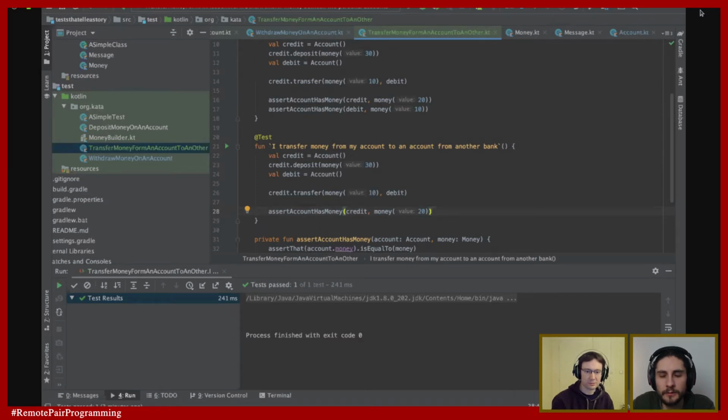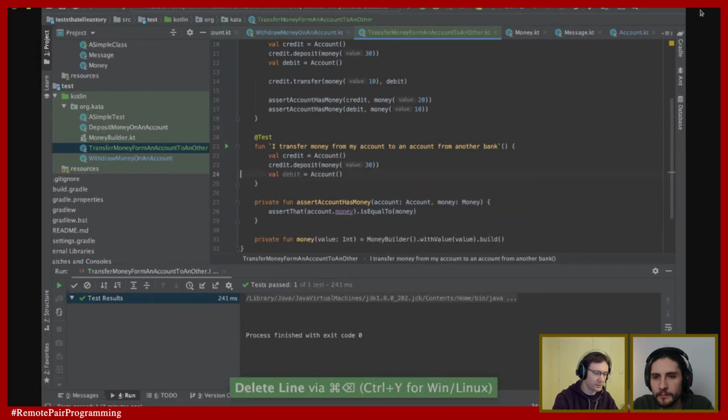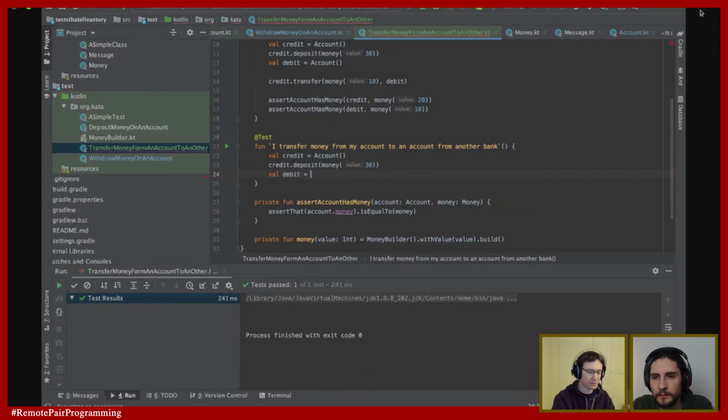Okay, let's try to do that. It's a bit early for me, but I think it would be interesting to see how this goes. Okay, so I'm going to remove all this, and debit would be a different kind of account. So what do we want to name it? It's external account.